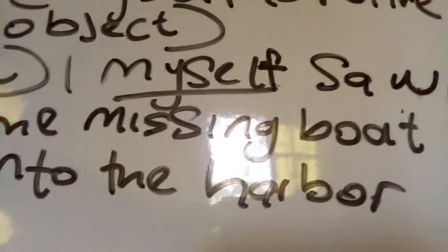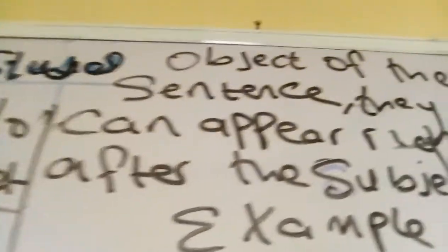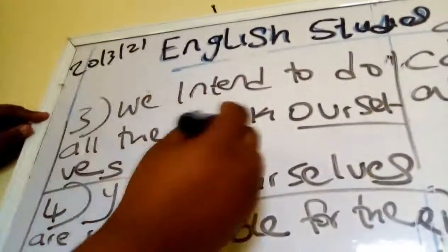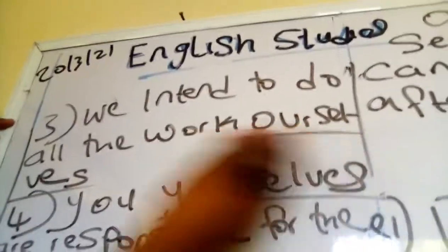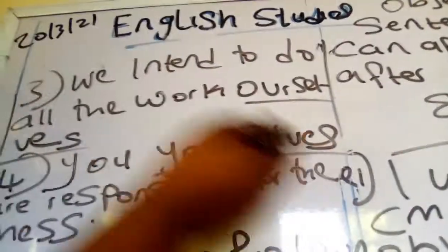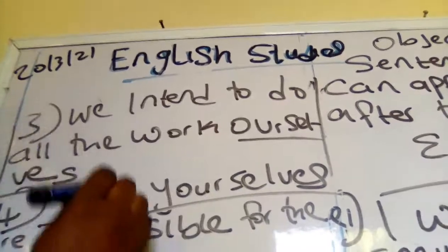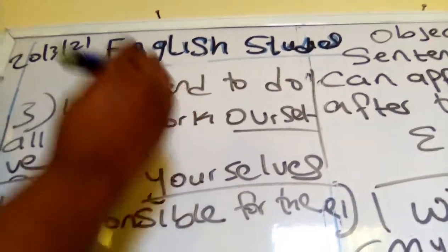Another example. We intend to do all the work ourselves. The same thing. Ourselves here is not the object. It's only adding more information to the sentence. So ourselves here is what? The intensive pronoun. It adds more emphasis.